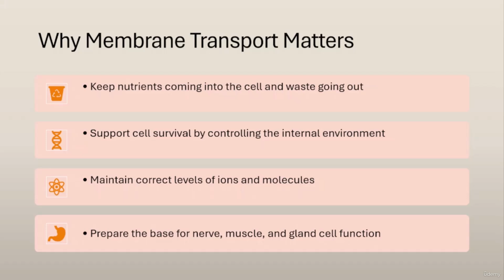And because different substances need different types of pathways to cross the membranes, the body uses many transport methods, and understanding these methods helps you see why cells maintain a certain internal environment. And this becomes important when you think about nerve cells, muscle cells, and other cells that depend on specific ion levels.